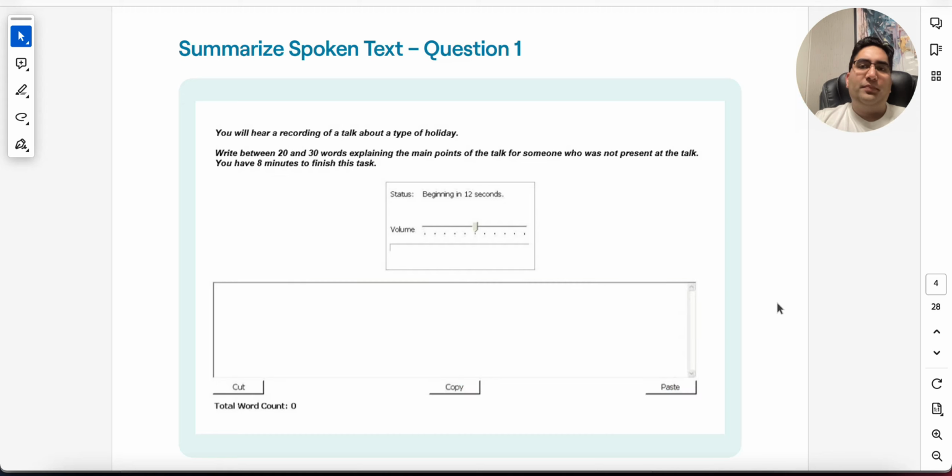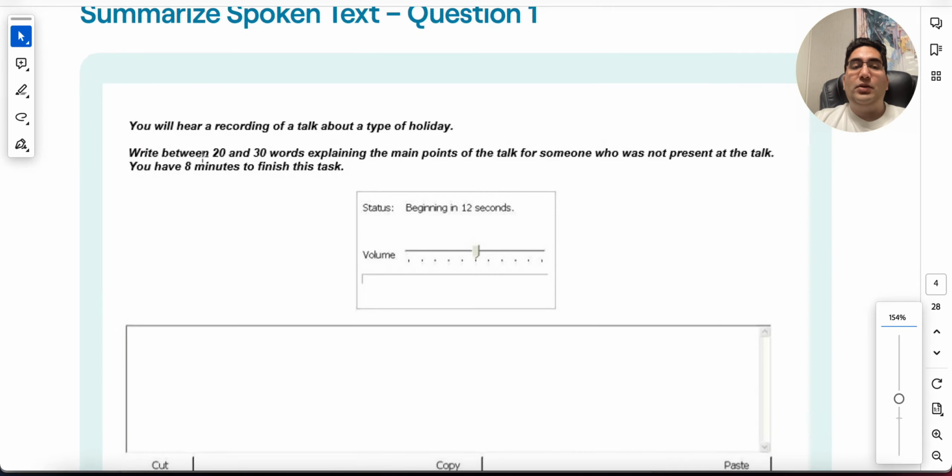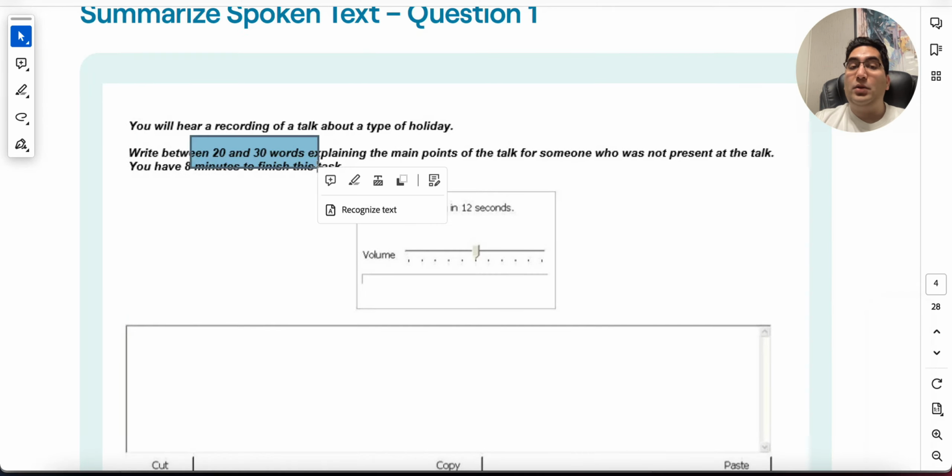Whatever you type here, you're going to be marked on the grammar and the spelling. There is no spell check in this exam. You will obviously, of course, be marked on the summary. Have you summarized the text effectively without missing key pieces of information? And the other challenge is you have to write between 20 to 30 words.